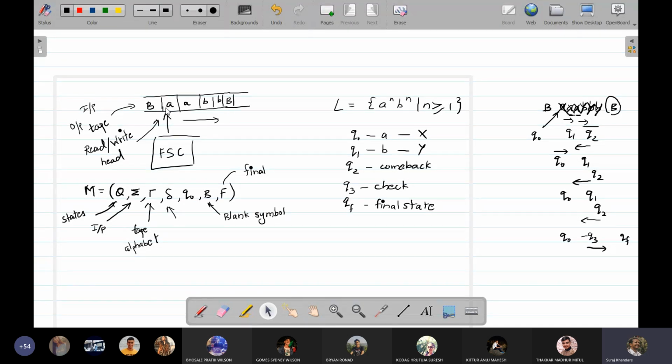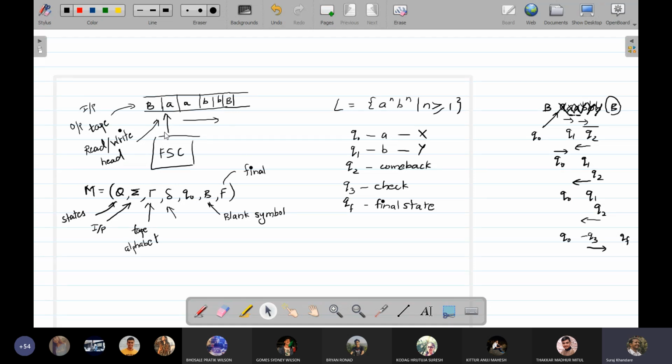So A, we make it as X, then we move to the right. We move to the right till we find a B. As soon as we find B, there is a state which makes B as Y. Then we start coming back. We come back till the time we find X, and from X, you change the state, then you go to the right, find A, make it as X. Then you keep moving to the right, change the state, and then when you find B, make it as Y.